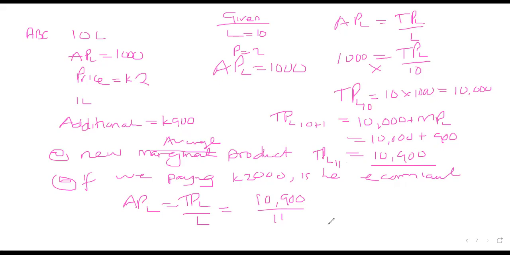So the new average, we're going to have what? 10,900 divided by 11. So we're going to get 990.91. So this is what we call the new average for the 11 laborers. Then part B, if we're paying him 2,000, is it economical?